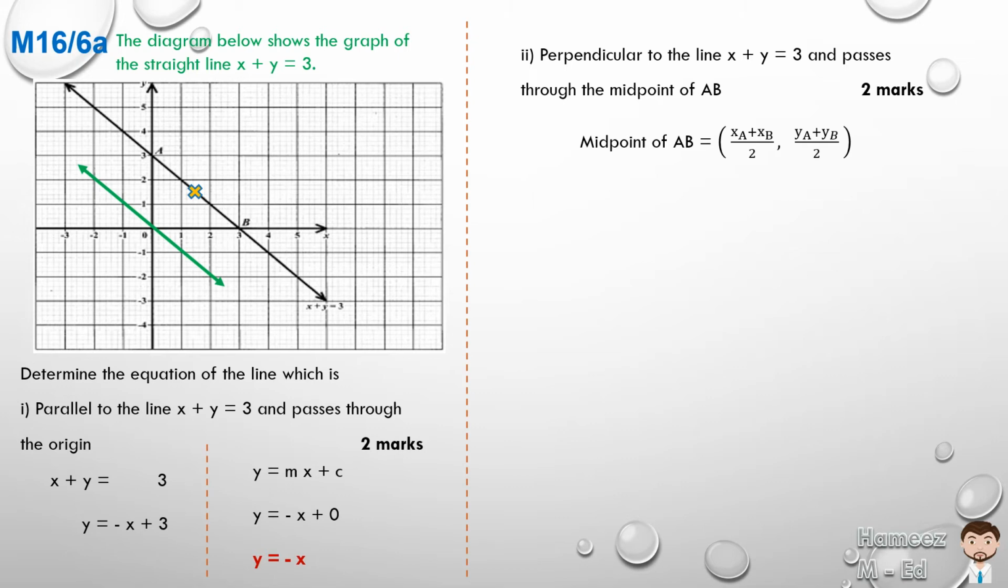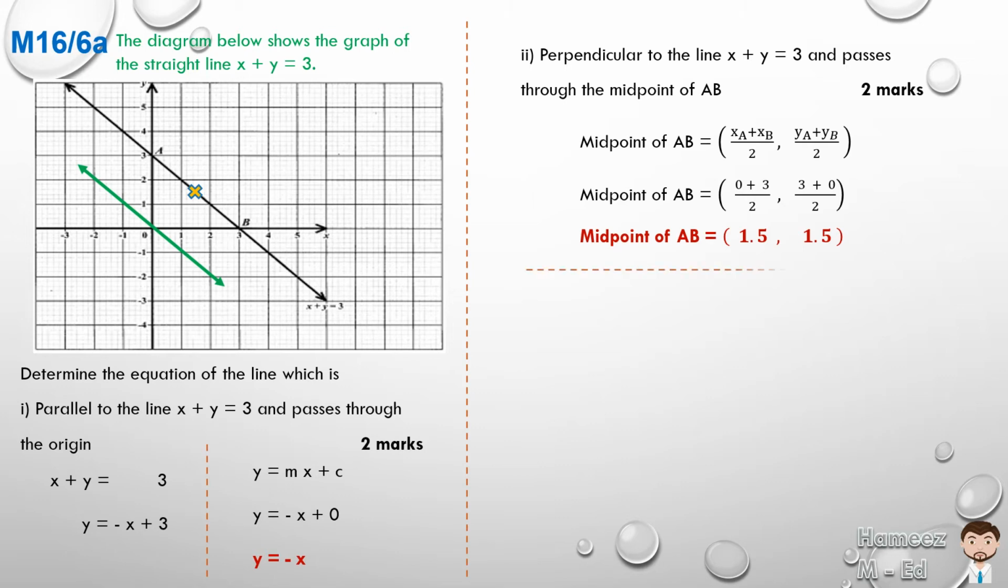So if we substitute, we're going to get the midpoint of AB is 0. That was the x value of A. And 3, the x value of B, all over 2. And the y values are, for A, the y value is 3. And the y value for B is 0. So let's solve. 0 plus 3 is 3. 2 into 3 is 1.5 for the x. And 3 plus 0, same thing, is 1.5 for the y. So the midpoint of AB, this little yellow x that we have, is 1.5, 1.5.